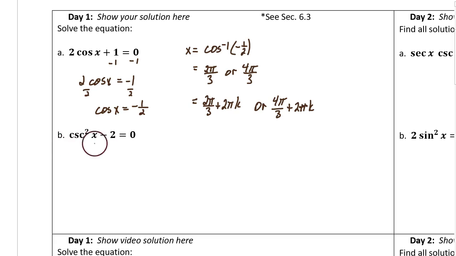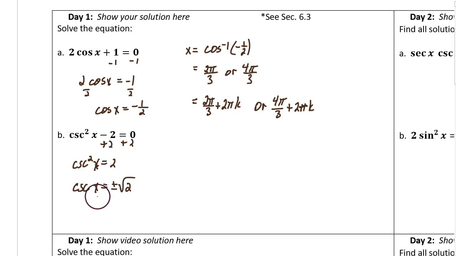Now question B, let's solve this one first by adding 2 to both sides. So this makes cosecant squared x is equal to 2. Now do the square root. So we get cosecant of x is equal to positive or negative square root of 2.